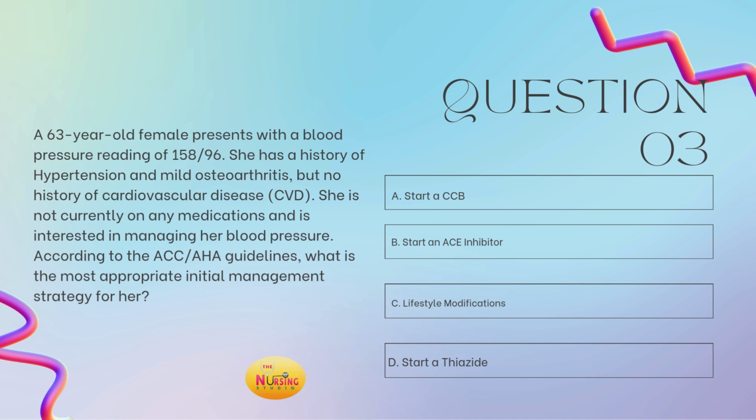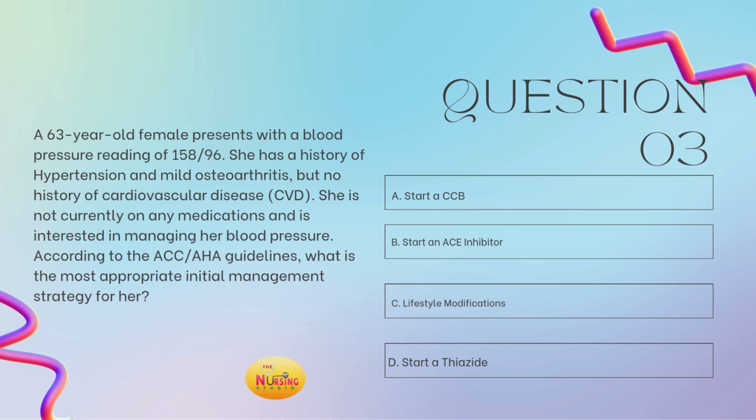A 63-year-old female presents with a blood pressure reading of 158/96. She has a history of hypertension and mild osteoarthritis, but no history of cardiovascular disease. She is not currently on any medications and is interested in managing her blood pressure. According to the ACC and AHA guidelines, what is the most appropriate initial management strategy for her? Is it A, start a calcium channel blocker, B, start an ACE inhibitor, C, lifestyle modifications, or D, start a thiazide? Take a moment and tell me what you got.